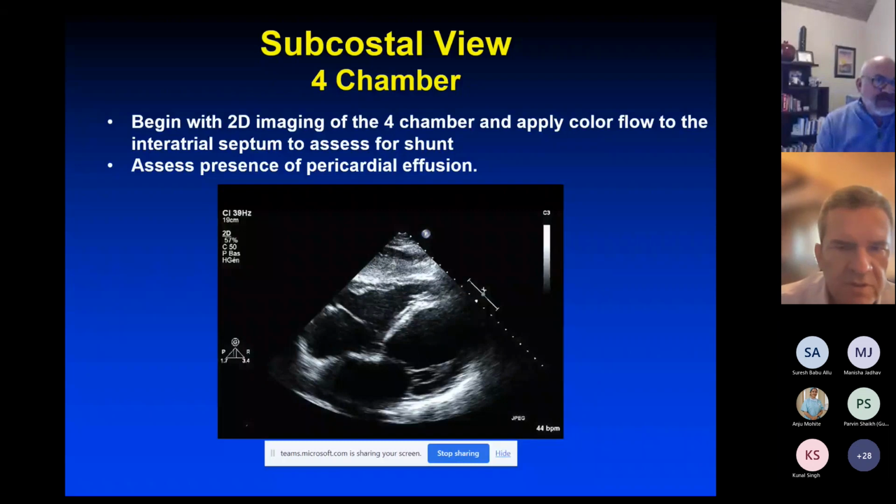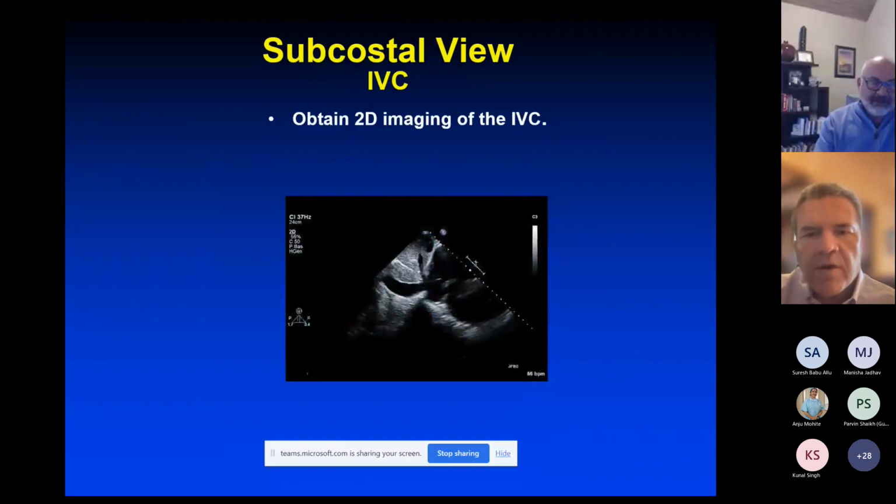Also in the subcostal view, please obtain an image of the IVC, and we can assess its size and look for any respiratory variation, which will help us to assess volume status.